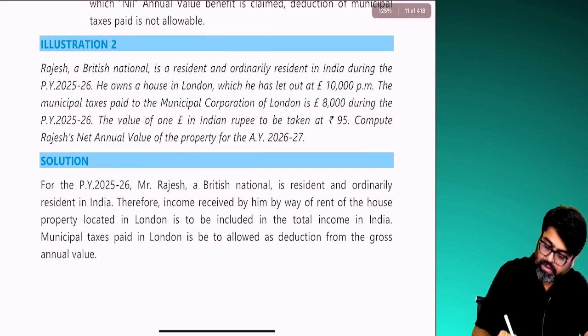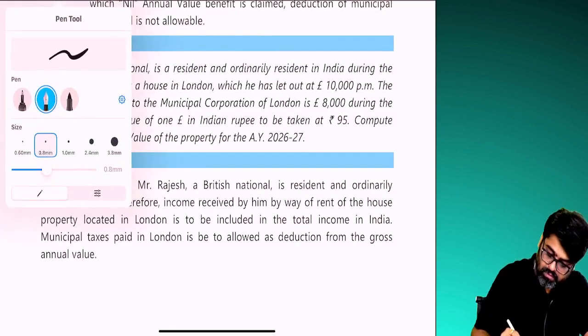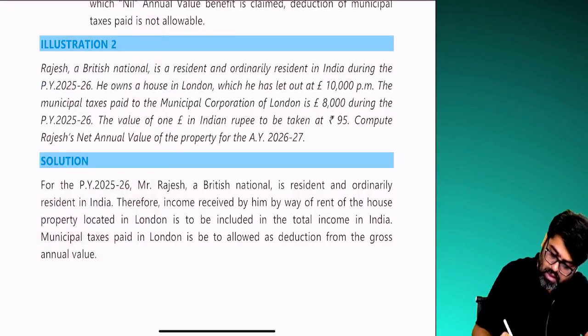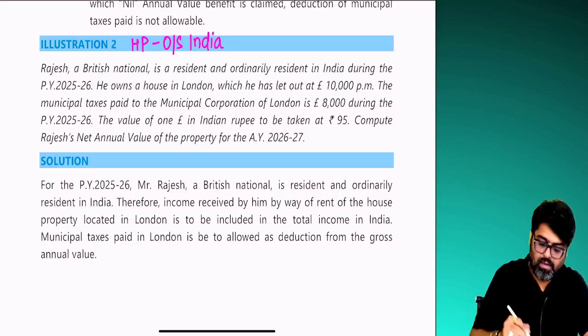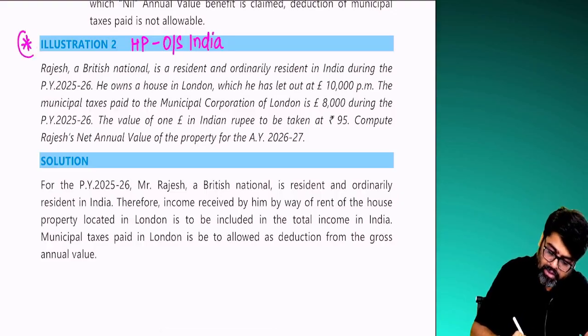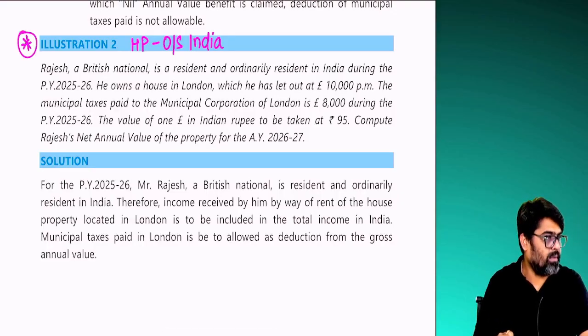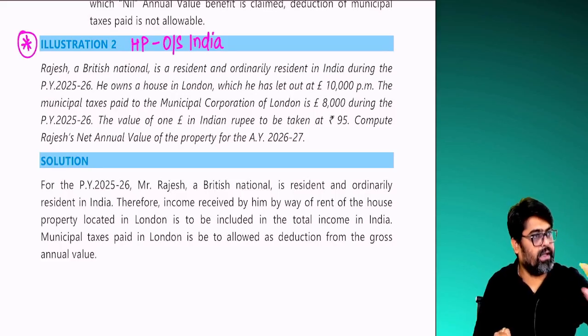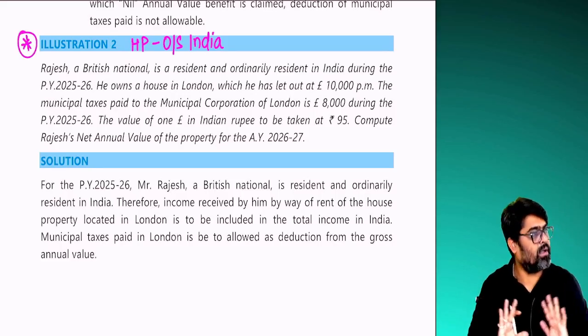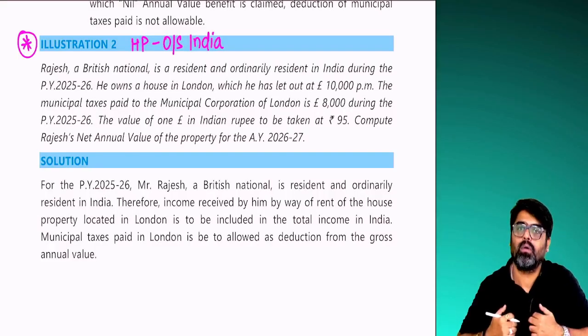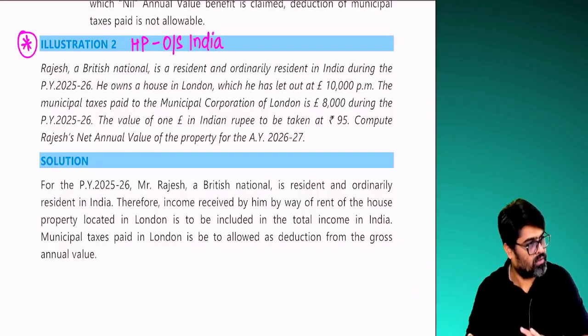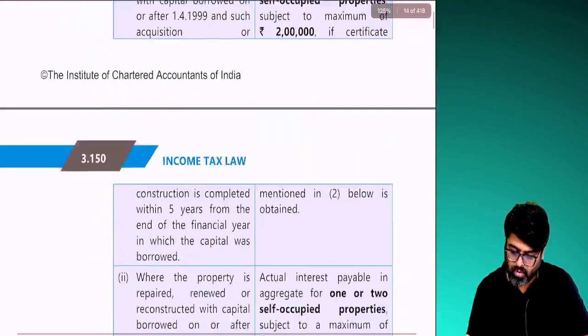See, this question number 2 is there, no? This relates to a house property which is situated outside India. So when I will teach you that concept of house property situated outside India, that time we are going to touch this section, touch this question. Right now, I'm not going to do this question. Okay, no?